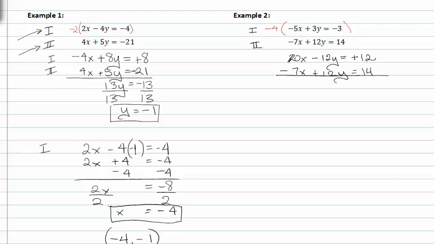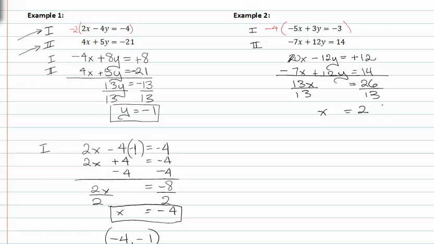Now let's add them together. 20 minus 7 is 13x. -12y plus 12y is 0. And 12 plus 14 is 26. If we divide by 13 on both sides, we can solve for x, and x is equal to 2.